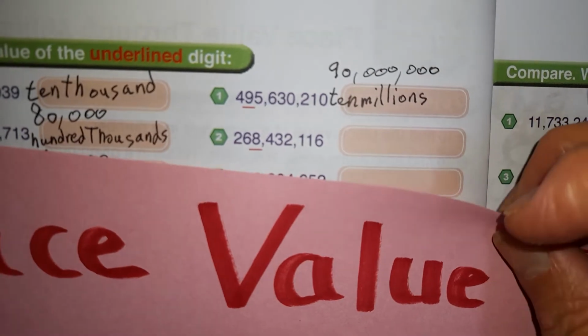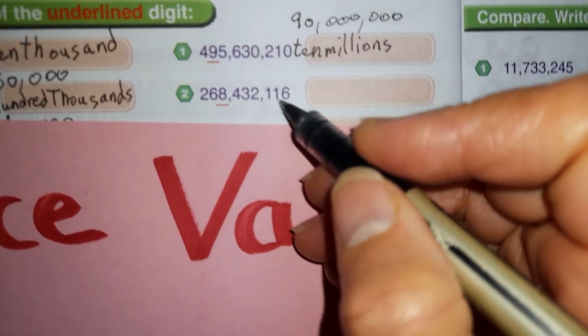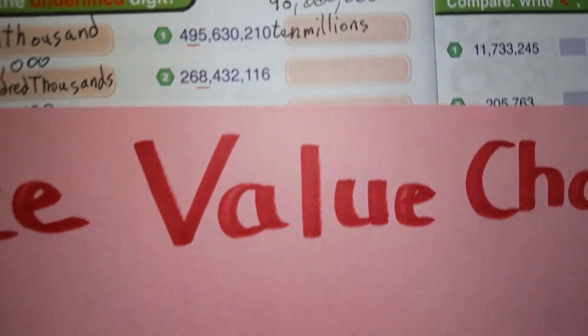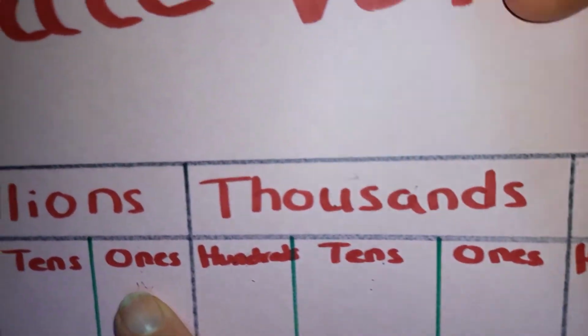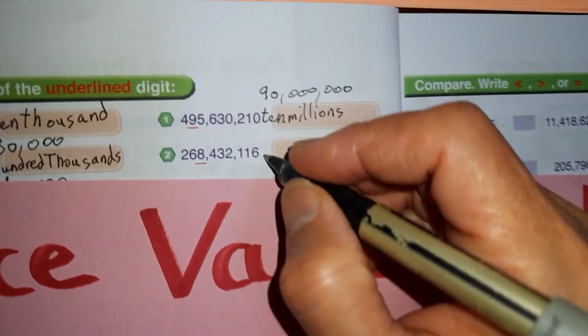Now let's go to this number 8. It is in 3, 6, 7. 7 in ones millions. I will not write ones millions. I will write only millions. It is millions.